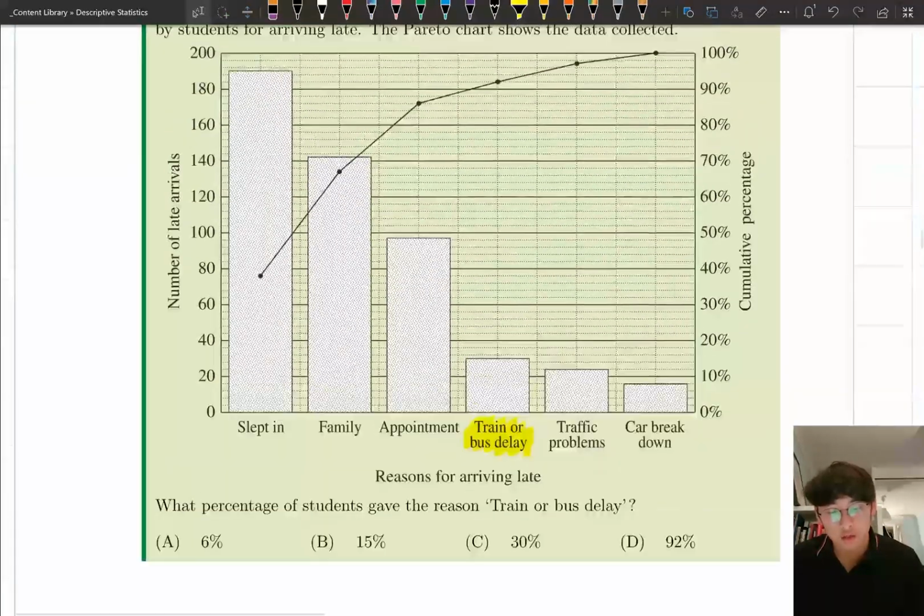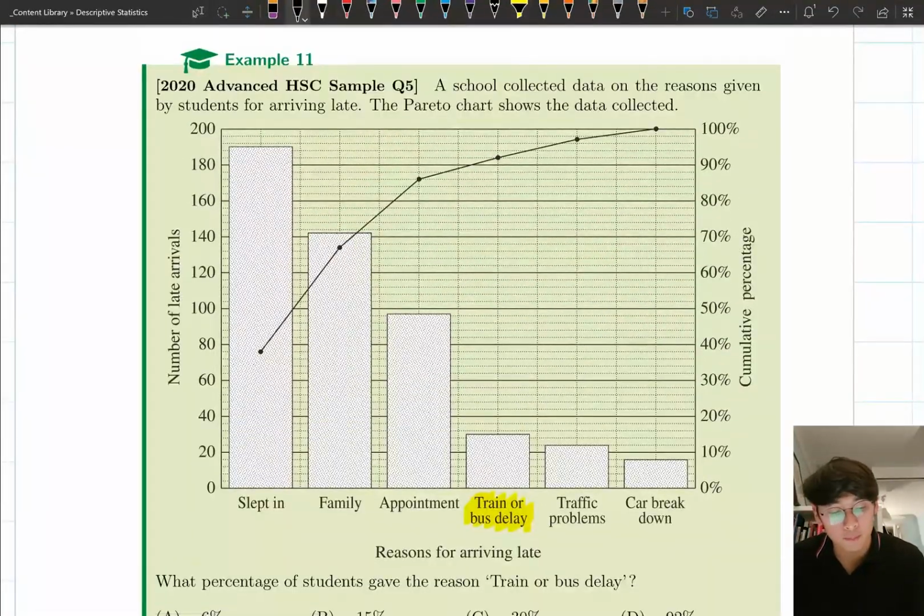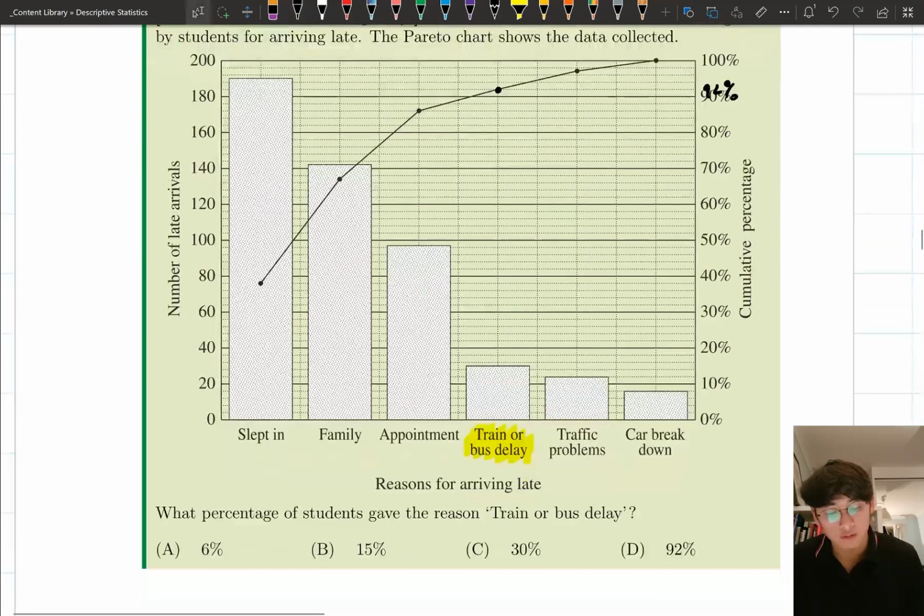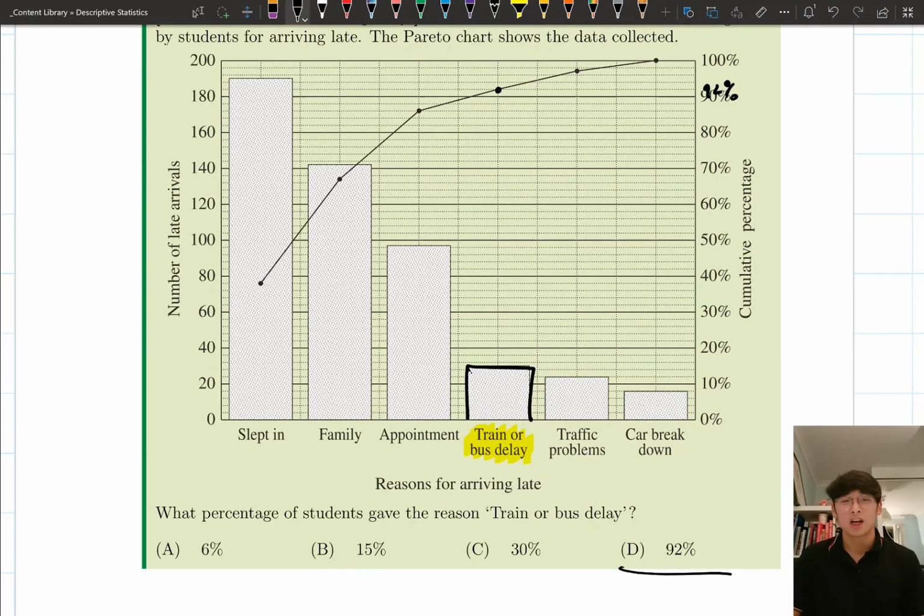Now if you have a look at train or bus delay, and the dot for our percentage, it's all the way up here at roughly 92%. So that's 92%, and 92% is one of the options. But if you look at the column for train or bus delay and compare it with the other ones, it doesn't make up 92% of all of the other scores, unfortunately. This column looks fairly short. It's not as big as, for example, sleeping in.